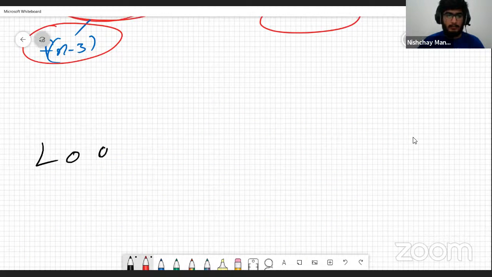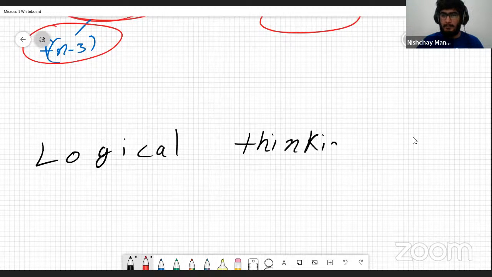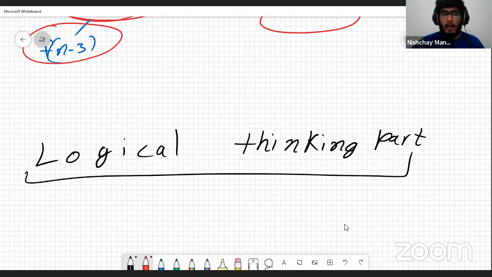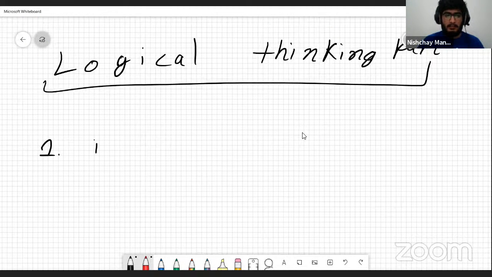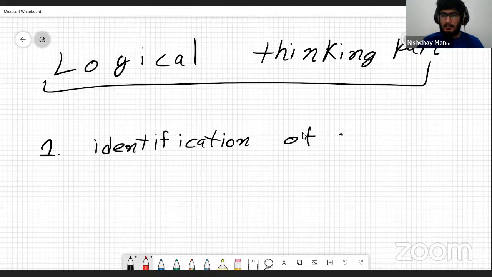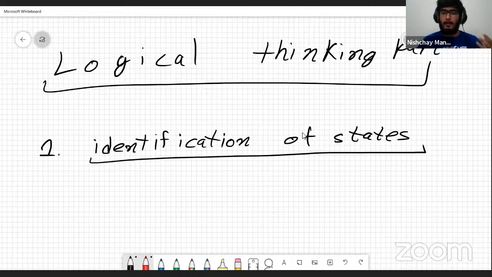The logical thinking part. And I'm going to break this into 3 steps, so you can have a roadmap on how to apply dynamic programming and how to tackle any problem, which is first the identification of states. And when I say states, I want to say that you can have any state.